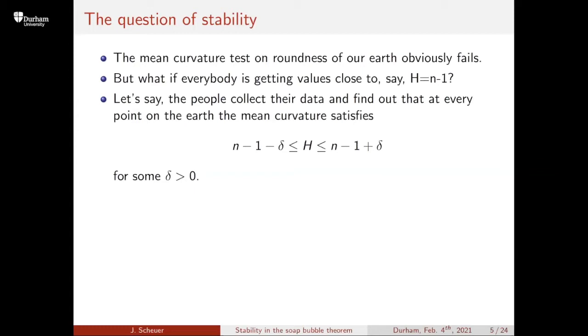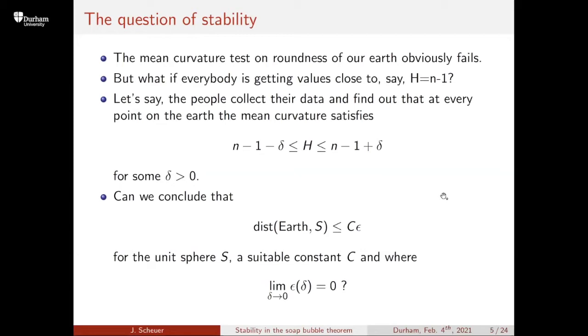can we conclude that the distance of the earth to a sphere is still under control by a constant C and an epsilon, where this epsilon goes to zero when our delta error goes to zero? So this is precisely a stability question of this problem. And this is much more what we can actually measure in everyday life, because I didn't specify the value of delta, it can be very big. So if we get a very bad error, we can still get an estimate at least in terms of that error. So this would be a very applicable estimate still, with the particular information that if the error is small, then the quantity which we want to estimate would also be small. So this would be full information about this problem actually.